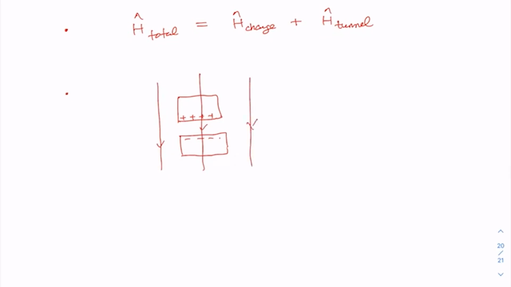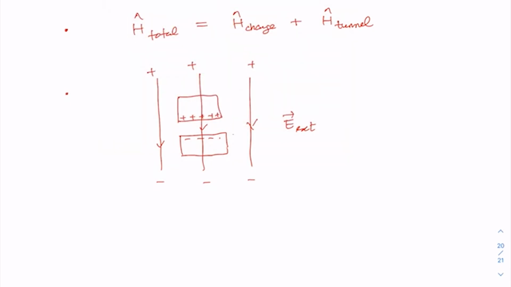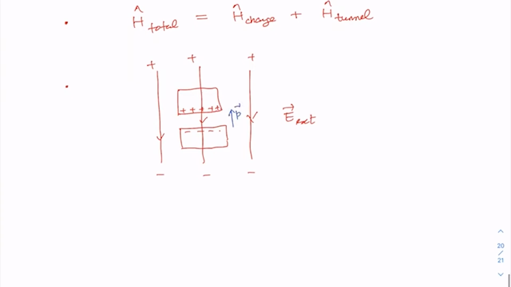So let us apply an external electric field. Generally, some metallic electrodes or pieces are put here, so that we can apply an external electric field from outside. So this is E external. And how to model it? Now you know that we initially have a kind of dipole situation here, when the Cooper pair has tunneled.